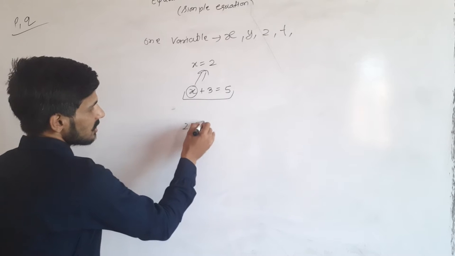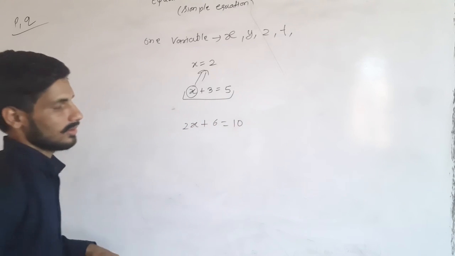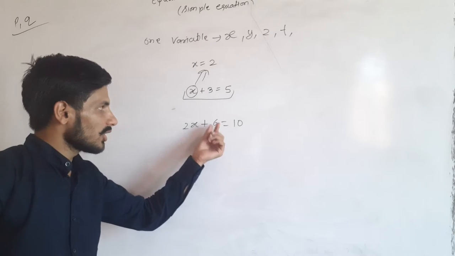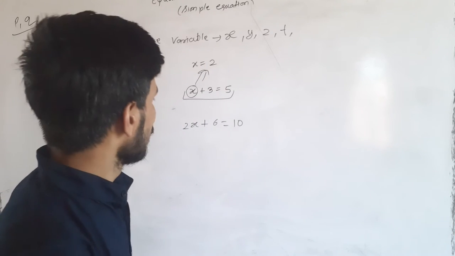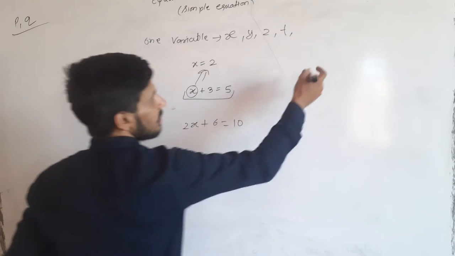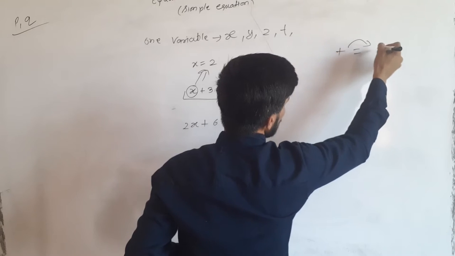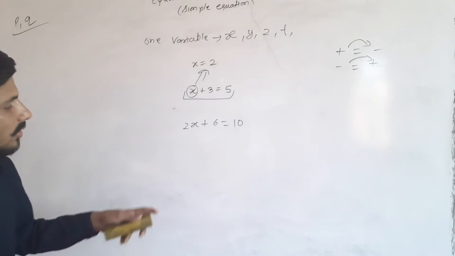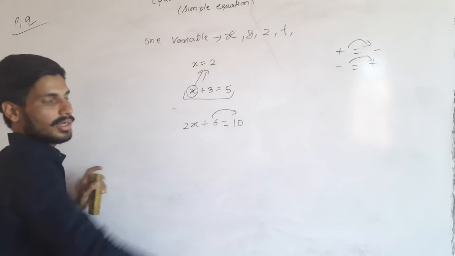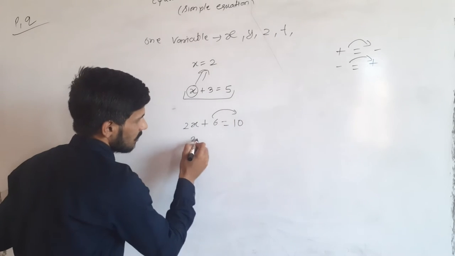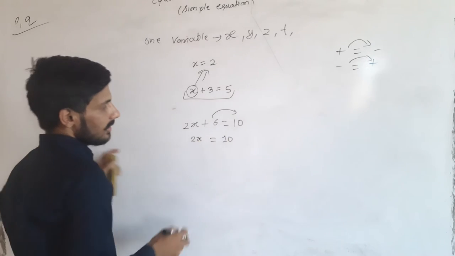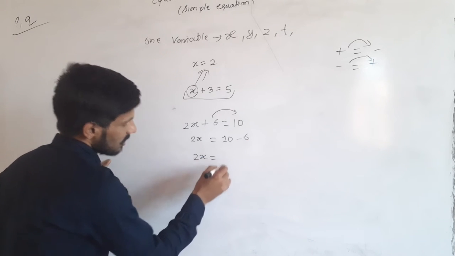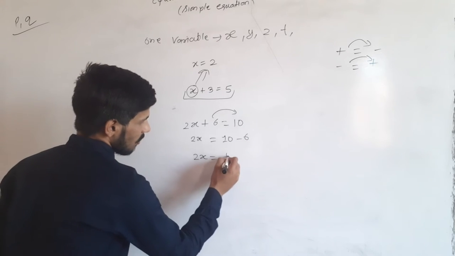Like this: 2x plus 6 is equal to 10. Then we know, everybody knows from 7th class also, that if any term is transferred to the other side, its sign changes. If it is plus, then the sign is going to be minus. If it is minus, then that sign will be plus. So we have to first transfer 6 to that side. Here 6 is positive, so transfer it to 10, and here 6 will be negative. So minus 6. Now calculating, 2x is equal to 10 minus 6, which means 4.